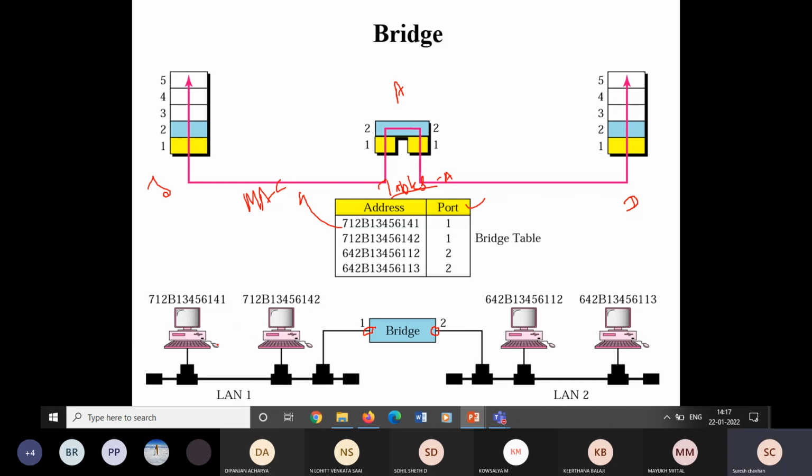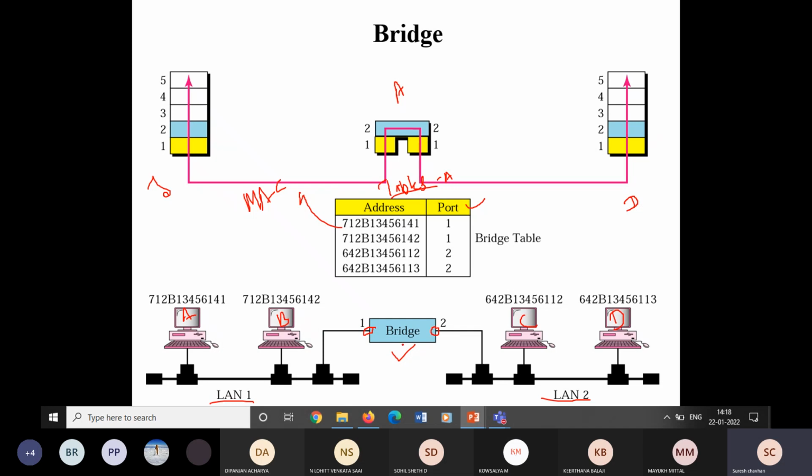Suppose these are the MAC addresses of devices A, B, C and D. Suppose these 4 devices are connected. So this is LAN 1 and LAN 2. Again I'm telling you, these two, LAN 1 and LAN 2, are not different networks. These are the same network, but they are different LANs, and both are connected via bridges.